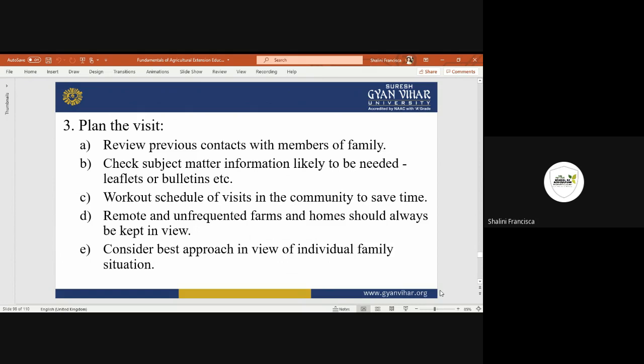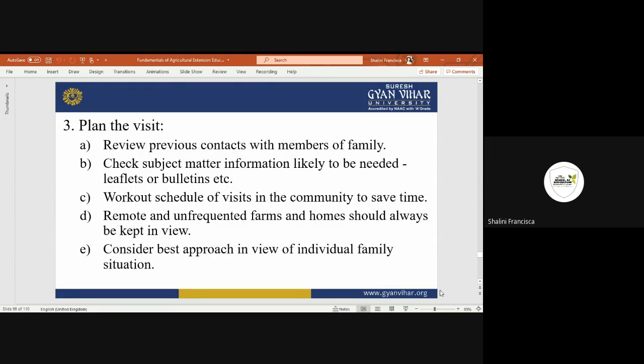You need to have a clarification on that, and after clarification you need to have a plan: what you are going to ask, and from what point you will start. Okay, so the first, it has been divided into 5 parts. The first one is review previous contact with members of the family.